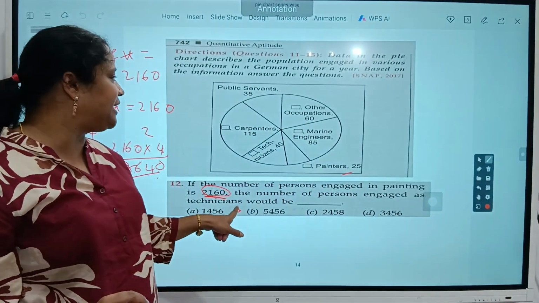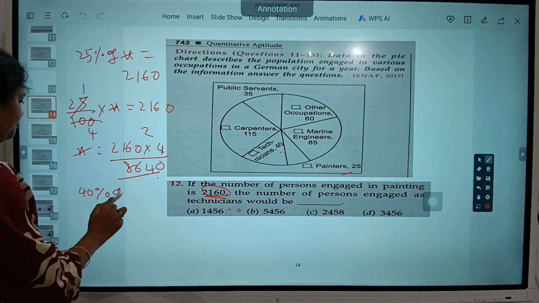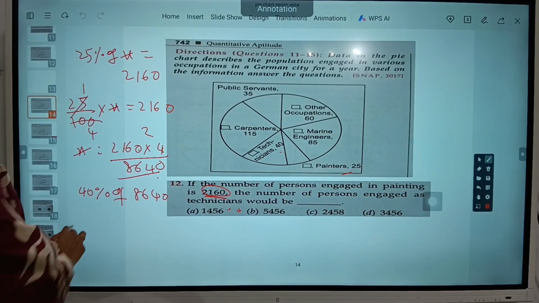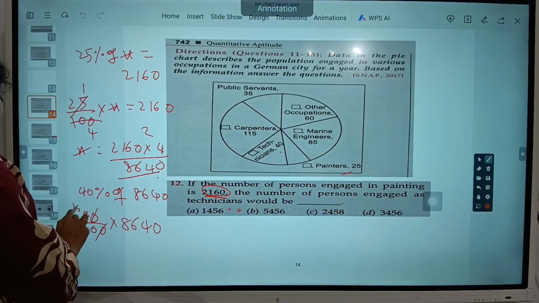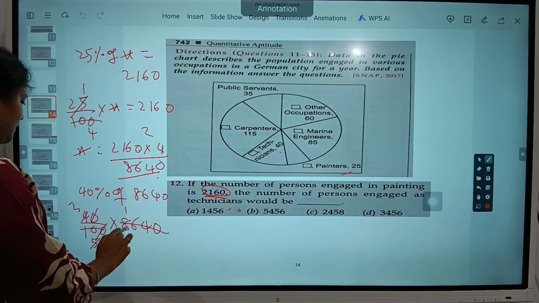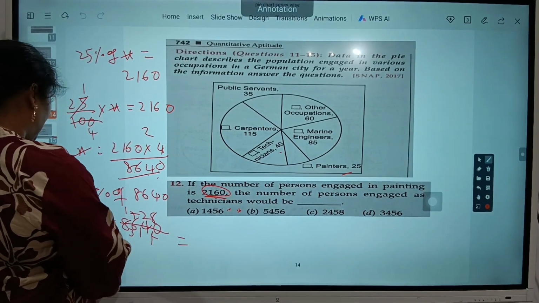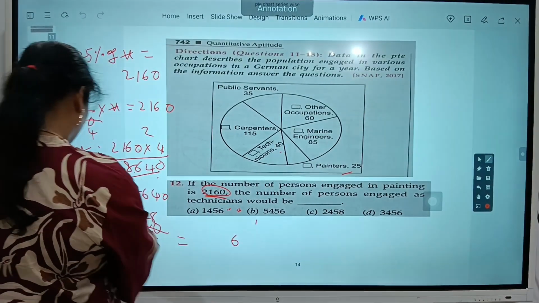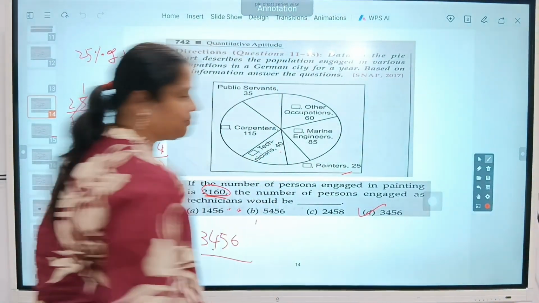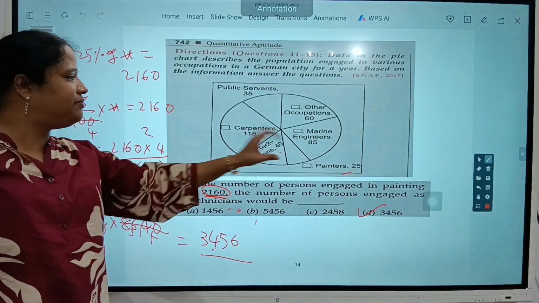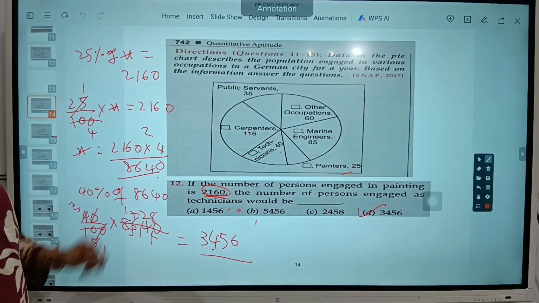Now we have to find out the technicians number. Technicians are 40%. So 40% of 8640 we have to do now. 40 by 100 into 8640. So 1728 into 2. So the number is 3456. Using this percentage, we find out the total number of people in the city, the German city, and from that we find out the number of persons engaged as technicians.